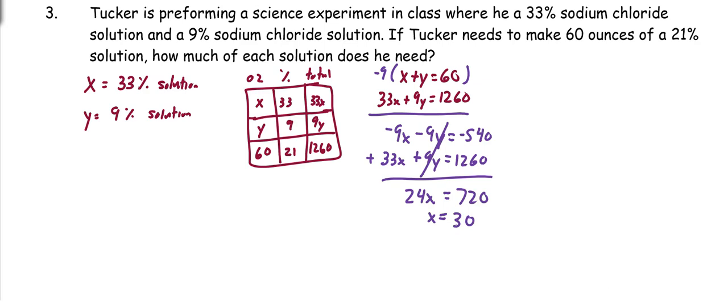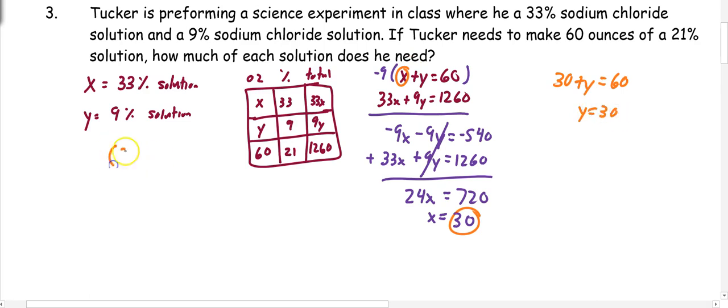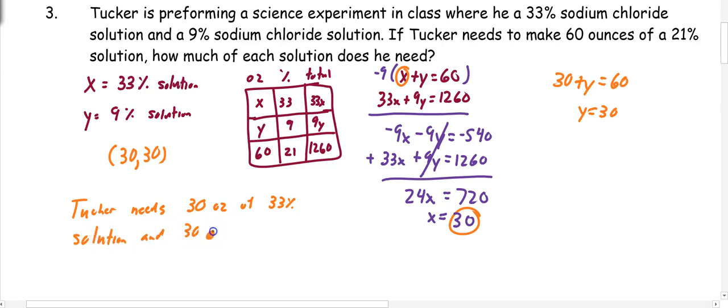Since I know that x is 30, I'm going to substitute that into my equation to get y. So 30 plus y equals 60, which means y is also 30. Our solution would be 30, 30, which means Tucker needs 30 ounces of 33% solution and 30 ounces of 9% solution.